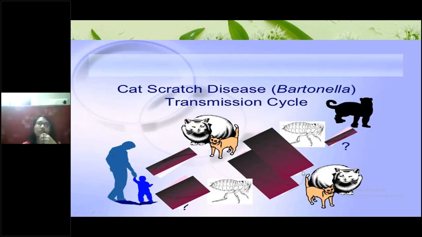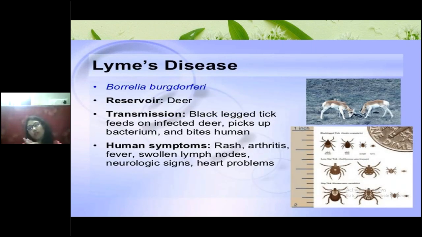So then there is Lyme disease, which is caused by Borrelia burgdorferi. It was from the same chapter, that is the spirochete chapter. You might remember this, the black-legged tick, which feeds on infected deer, picks up the bacterium and bites the human. So this is a hard tick, you can see in the picture. And then human symptoms like rash, arthritis, fever, swollen lymph nodes, neurologic signs, and heart problems can be there.